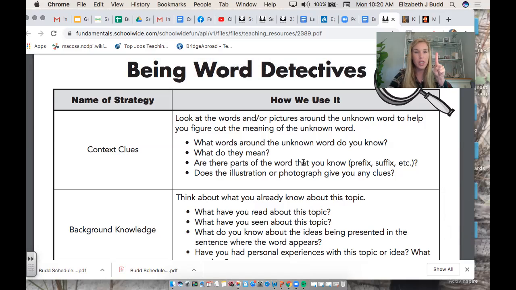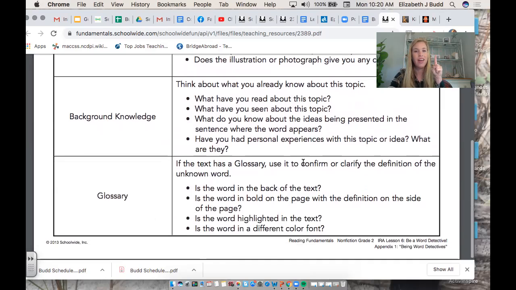Now we have one more strategy that you can use to figure out an unknown word, and that is the easiest one, to look in the glossary. A lot of your nonfiction books, they actually have glossaries in the back, and that's the mini dictionary is what we like to call it. So you flip to the back of the book and you can look for the actual word and definition in the back of the book. So 3 main strategies you can use to find out the meaning of an unknown word. Number 1, context clues. 2, background knowledge. 3, glossary. So any of those 3 you can use.